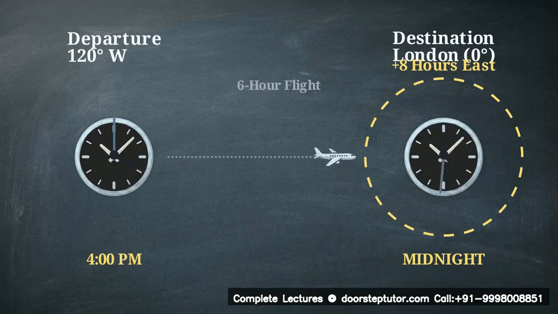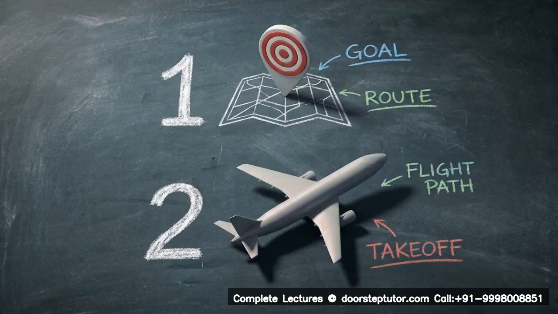Now add the 6-hour flight duration to London's time. You will touch down at 6 a.m. local time. Always establish the destination time zone first, then add the physical duration of the travel.